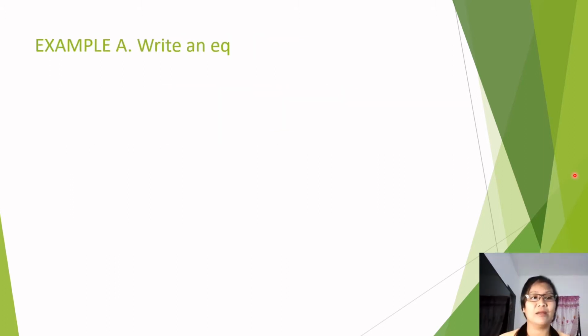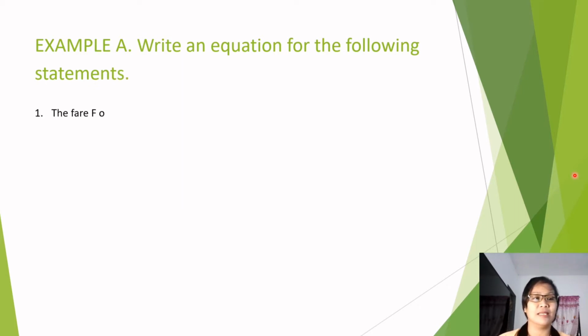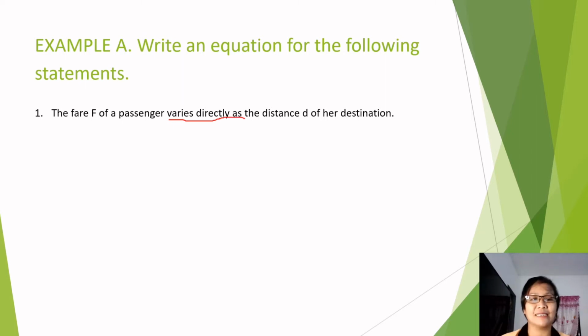Example A, write an equation for the following statements. Number 1, the fare F of a passenger varies directly as the distance d of her destination. Remember the term varies directly as. Okay? So, ang F is varies directly as d. So, the equation is F is equal to kd. Don't forget to put the k. Remember, k is always constant.